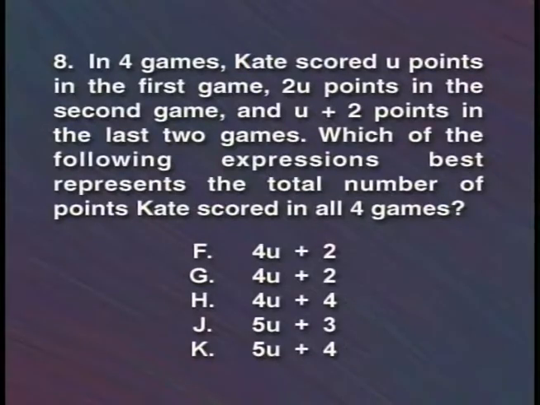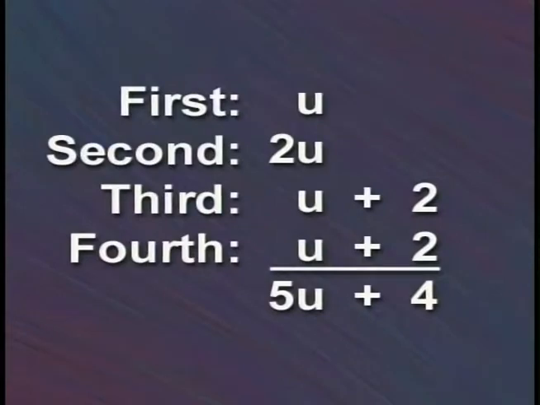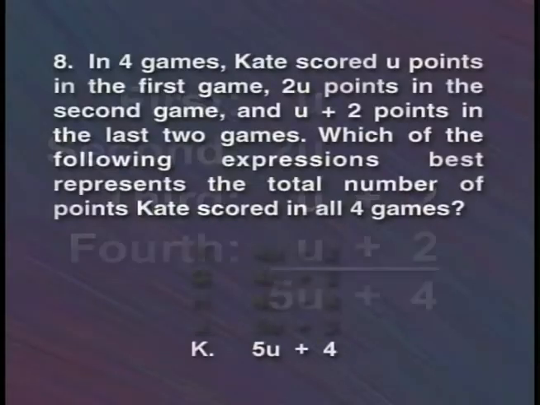Let's set up a table representing the 4 games that Kate played and the point value for each game. In the first game, Kate had U points. In the second game, 2U points. And in the last 2 games, U plus 2 points for each game. Now, if we add like terms, we should get 5U plus 4 points. Thus, the correct answer is K.